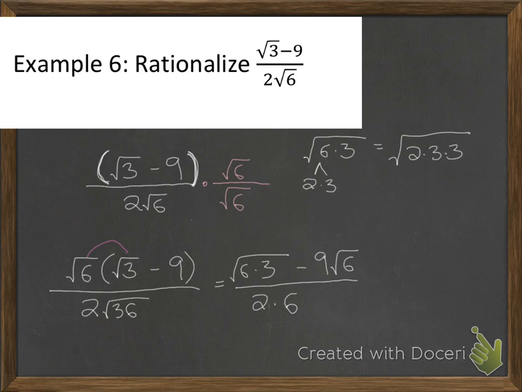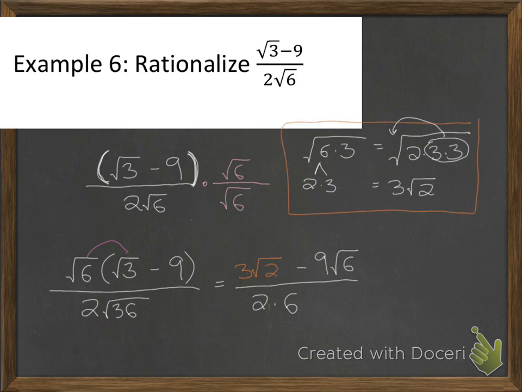Do you see any pairs of numbers we can factor out? Well, we can pull out the 3. So this is going to become 3 times the square root of 2. Okay? So I'm going to replace the square root of 6 times 3 with 3 times the square root of 2 because of this work that I did right here.